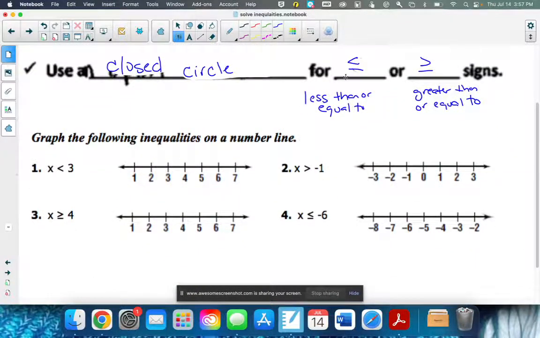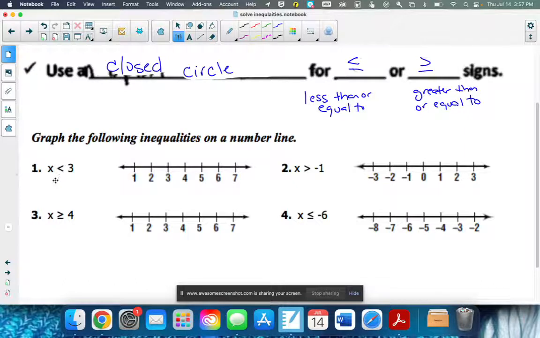Okay, so we are going to graph these just to make sure you're comfortable with which one is less than and which one is greater than and which way it goes. And I know a lot of middle school teachers will tell you, okay, well, the pointy part of your inequality points in the direction that you shade.